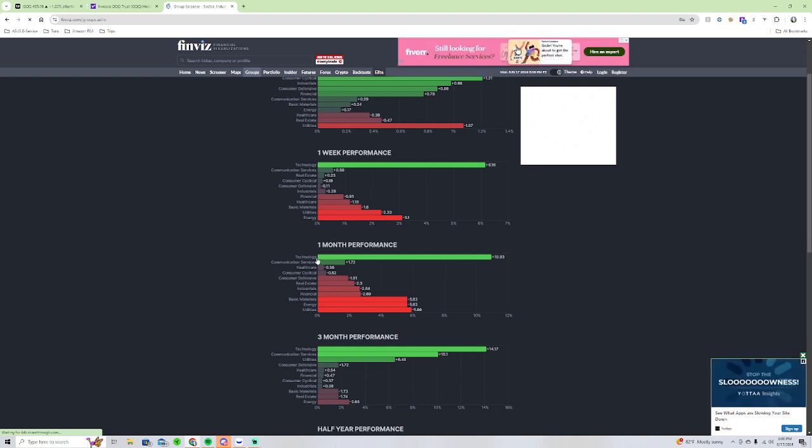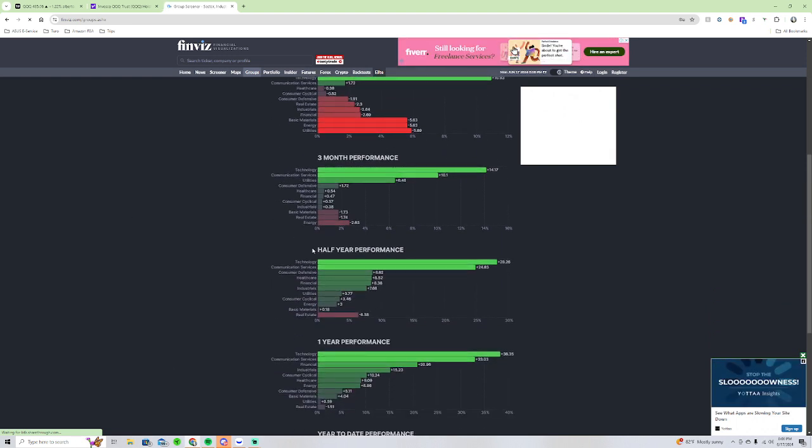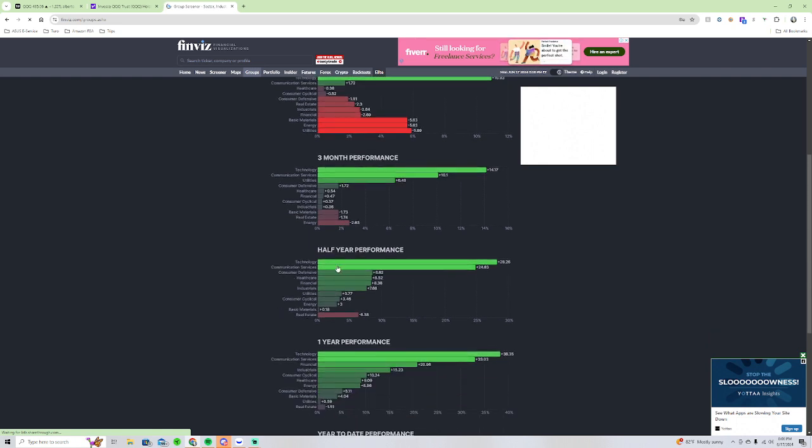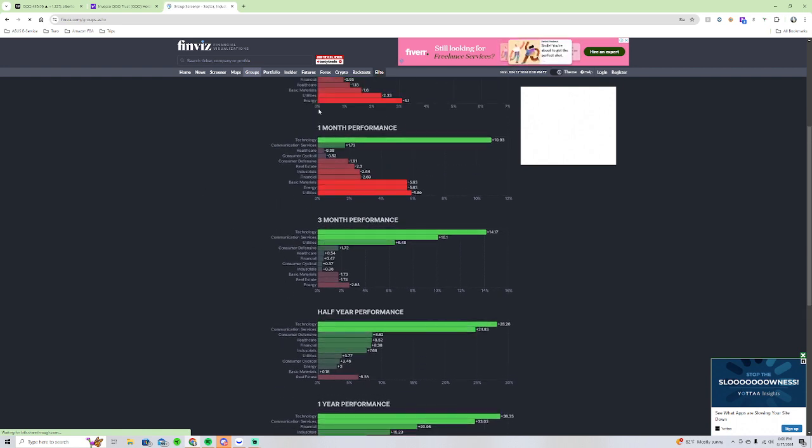You're looking at the 1 week performance, 1 month performance, 3 month performance, and half year performance, right? So half year performance, tech is the strongest. 3 month performance, tech is the strongest. 1 month performance, tech is the strongest. So tech, leading sector, right? The half year performance, communication services are the strongest. 3 month, communication services are the second strongest. 1 month, communication services are the second strongest. So we know comm services are going to be the second strongest sector.